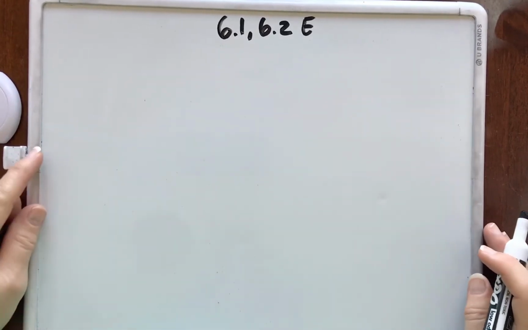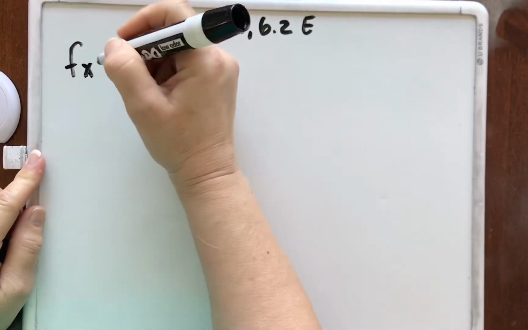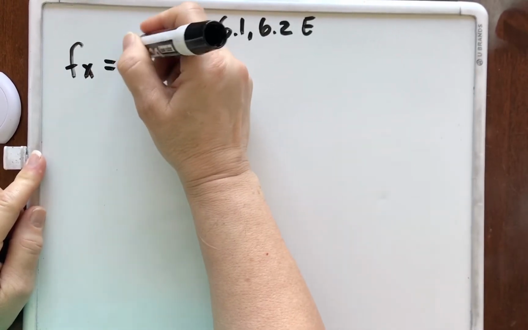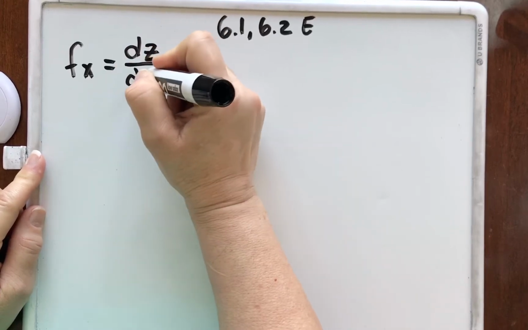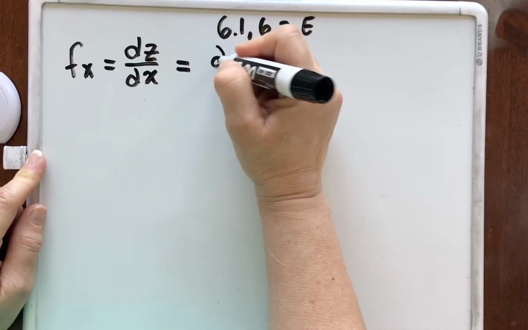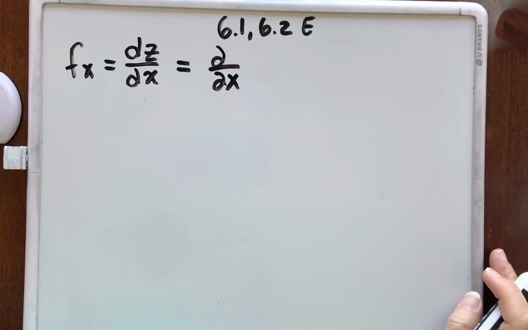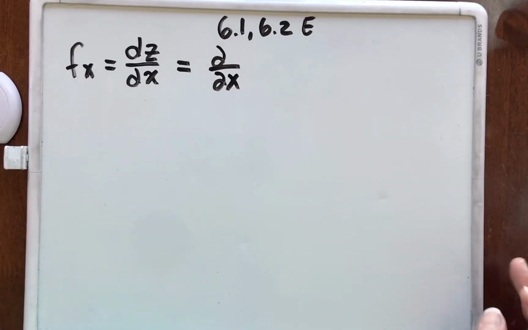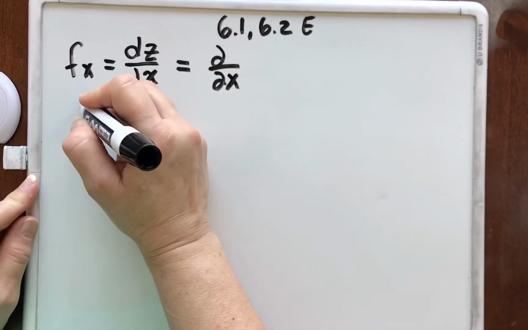6.1, 6.2e. Okay, so far we've seen that fx equals the partial of z with respect to x. Well, another way of writing this is just like this. I don't want you to get confused when you see all these different symbols on the homework. So here's an example.